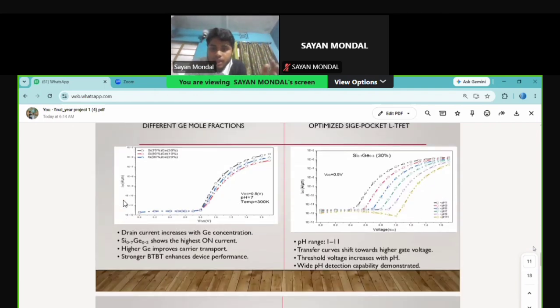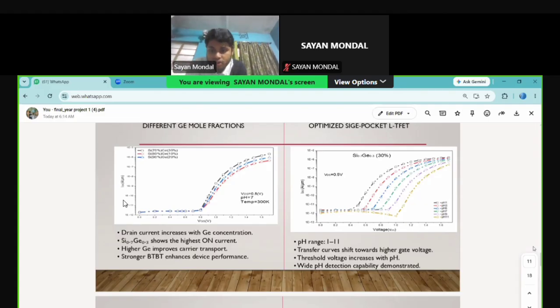And then pH characteristics. After selecting the optimized device, we analyzed its pH sensing characteristics, with pH values from 1 to 14. As the pH increased, the transfer curve shifted toward higher gate voltage. This shift occurs because the change in pH modifies the surface potential at the electrolyte gate oxide interface, which changes the tunneling probability and the drain current.